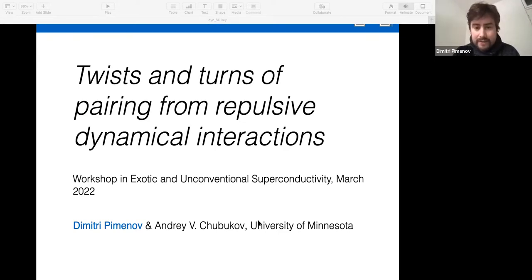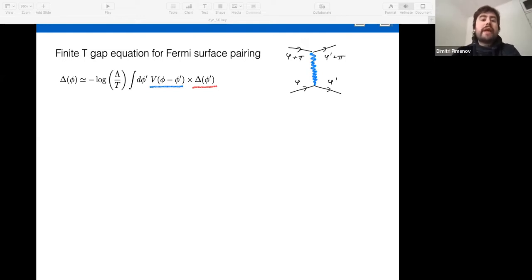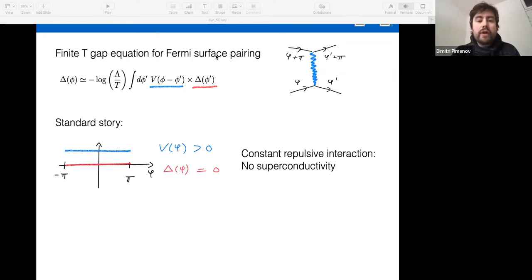So let me jump right in and start with how one has to understand pairing from repulsive interactions in a standard kind of case. First of all, if you have an interaction which is just a function of momentum, here a function of the angle on the Fermi surface, then you have to solve the gap equation in the mean field approximation. And if the interaction is purely repulsive, in here it's a constant, then the only solution is delta equals 0, because basically the left and the right-hand sides of the equation have opposite signs.